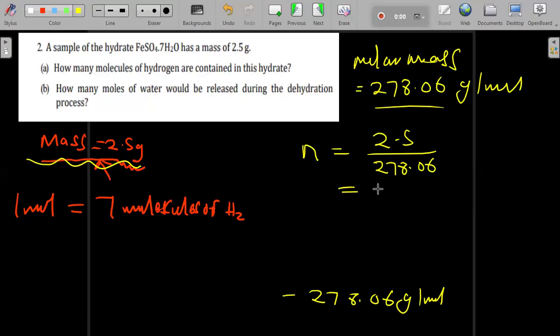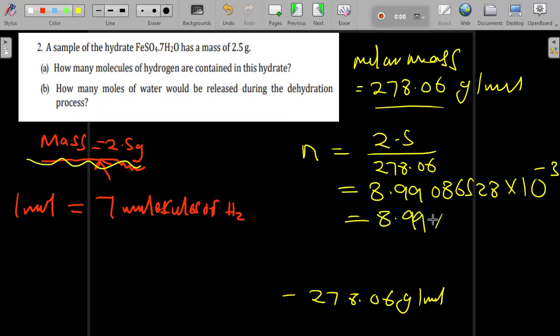So what do you get when you divide this? It will be 2.5 divided by 278.06. That is going to give us 8.99086528 times 10 to the power minus 3. Counter check if your calculator is also giving you the same answer there. We can round this off to 3 significant figures. So it's just going to be 8.99 multiplied by 10 to the power minus 3. These here are the number of moles of the hydrated iron 2 sulfate.